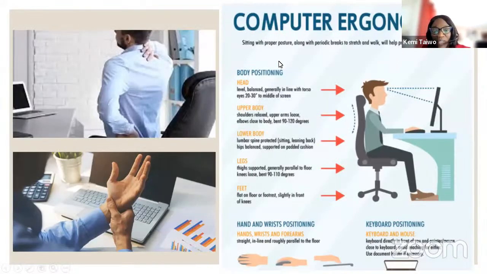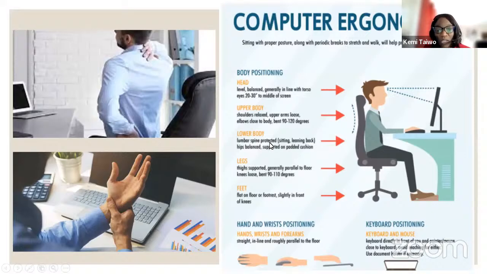For computer ergonomics, it just means that you have to sit with a proper posture along with periodic breaks to stretch and to walk to promote physical well-being. And here we have what we need to take note of when working on the computer. Your head has to be leveled and balanced, generally in line with the torso. Your upper body, which includes your shoulders, must be relaxed, your upper arm loose.